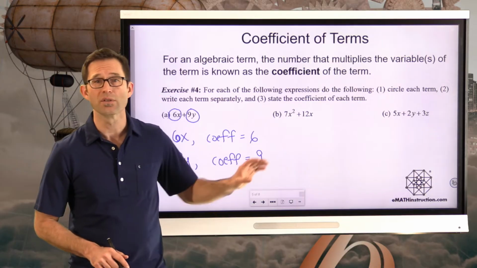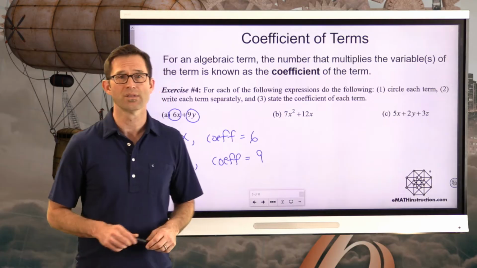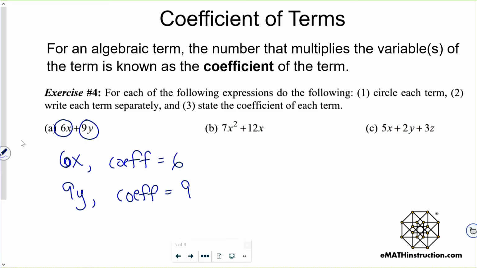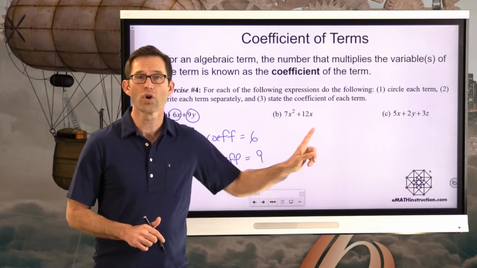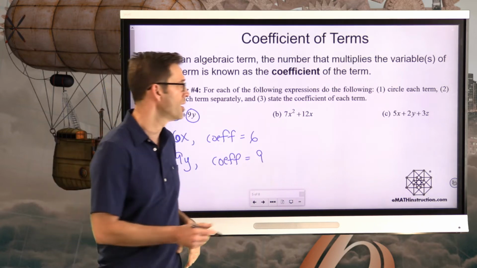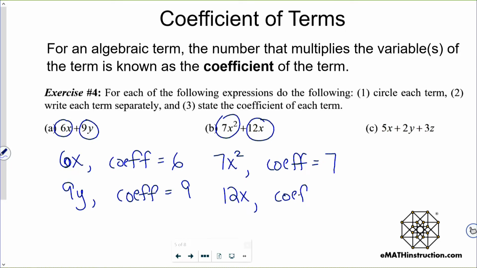So what I'd like you to do now is pause the video and write down exactly what we did for letter A, but do it for B and C. All right, easy enough. Again, 2 terms right here separated by that plus sign. So one of the terms is 7x squared, and its coefficient equals 7. And the other term is 12 times x, and its coefficient is 12.